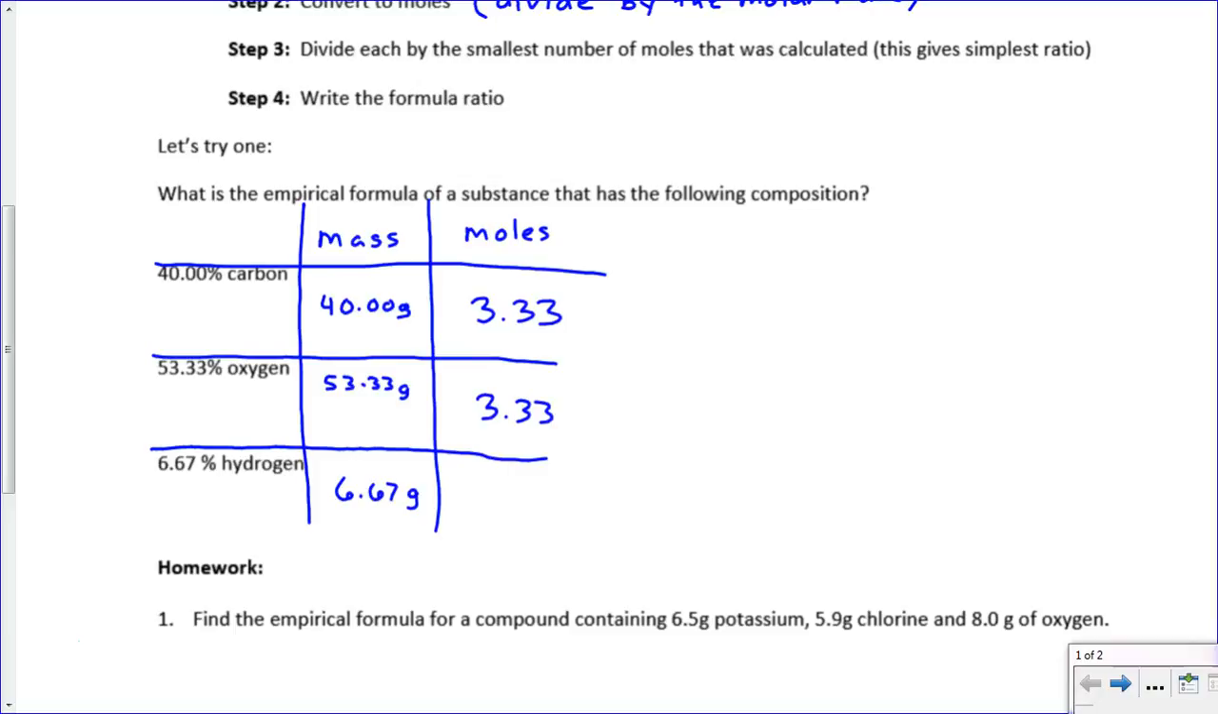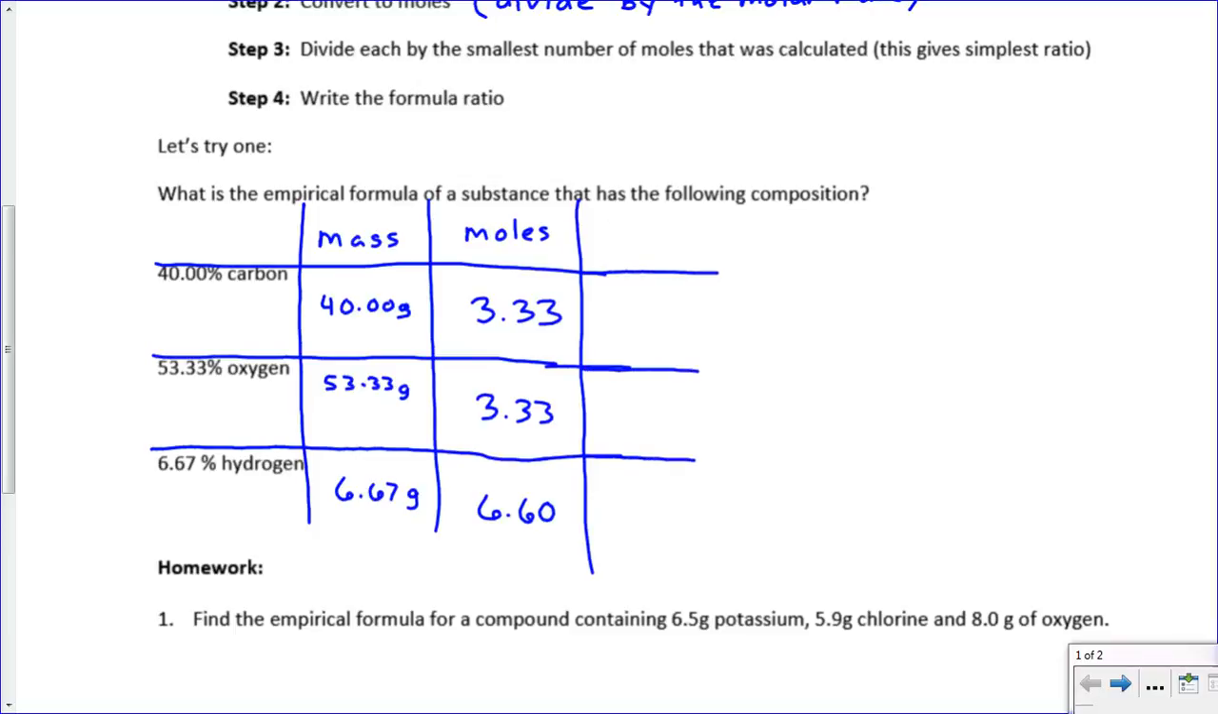And then lastly, 6.67 is the mass of hydrogen. Divide that by 1.01, which is the molar mass for hydrogen from the periodic table, and you get 6.60. All right. So again, to get the moles column, you just take the mass that's listed there, copied over from the percent composition, and then you divide that by the molar mass, which comes from the periodic table.